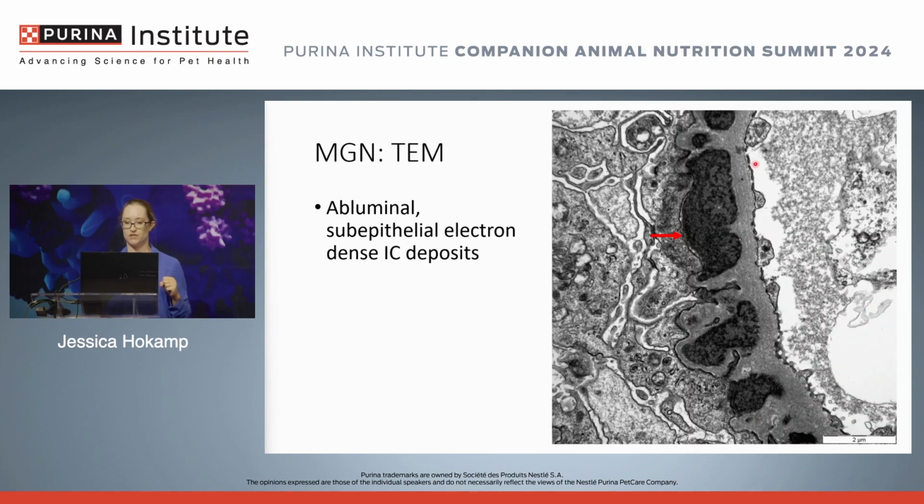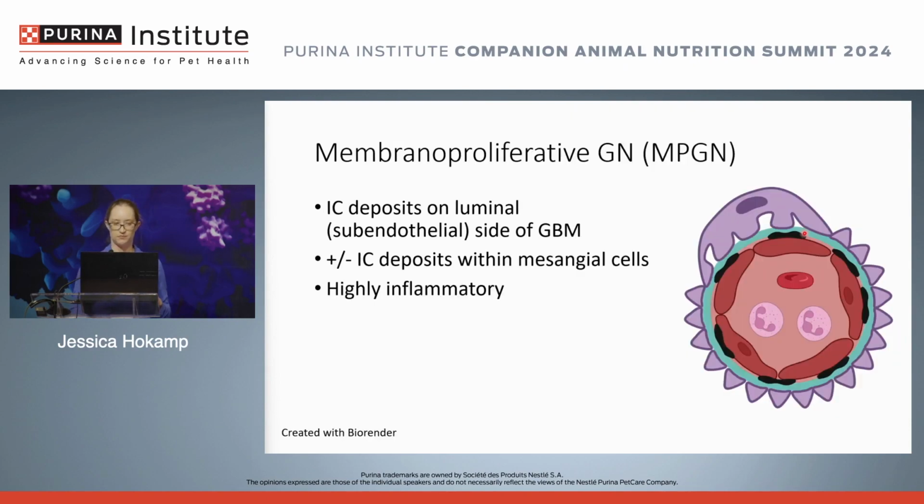Here's just a zoomed in picture where you can see that beautiful fenestrated endothelium and those complexes that are right beneath the podocyte foot processes. So membranoproliferative glomerulonephritis is a little different than the membranous form, where we have immune complexes that are on the luminal or the subendothelial side of the glomerular basement membrane. So they're sitting right below the fenestrated capillary endothelium.